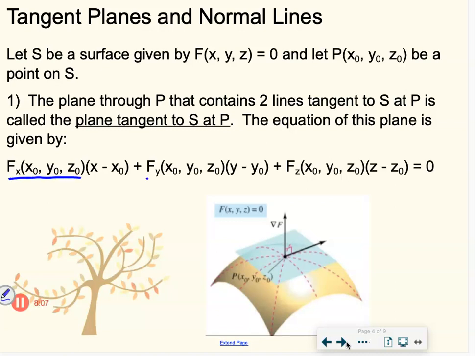All this is saying is that when you're in a multivariable function, in order to get your normal vector, it's really your partial with respect to x with the point plugged in, whatever that number is, right? It's the slope at that point. Partial x times x minus x sub 0, plus partial y times y minus y sub 0, plus partial z times z minus z sub 0. It's exactly the same as what you did in chapter 12. It's just written in a great big giant long way.